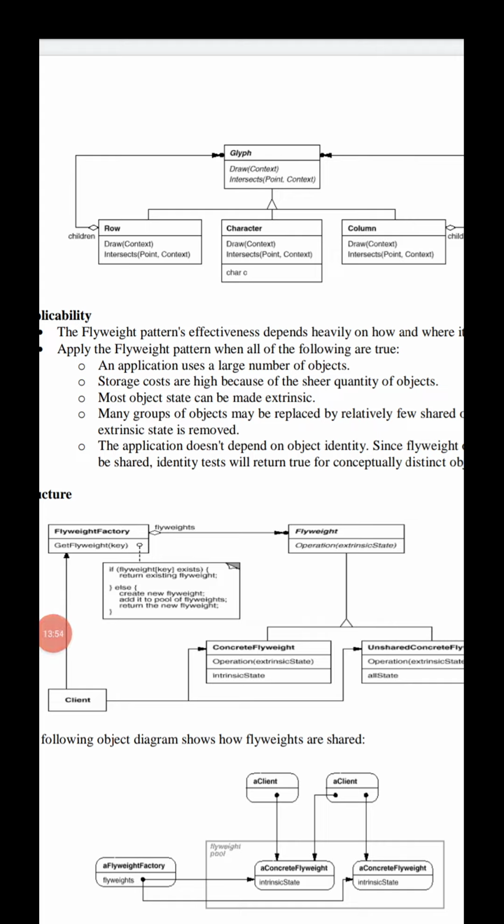A flyweight representing the letter A, small a, only stores the corresponding character code. So it does not need to store its location or font, and the client supplies the context-dependent information that the flyweight needs to draw itself. For example, here is a row glyph.